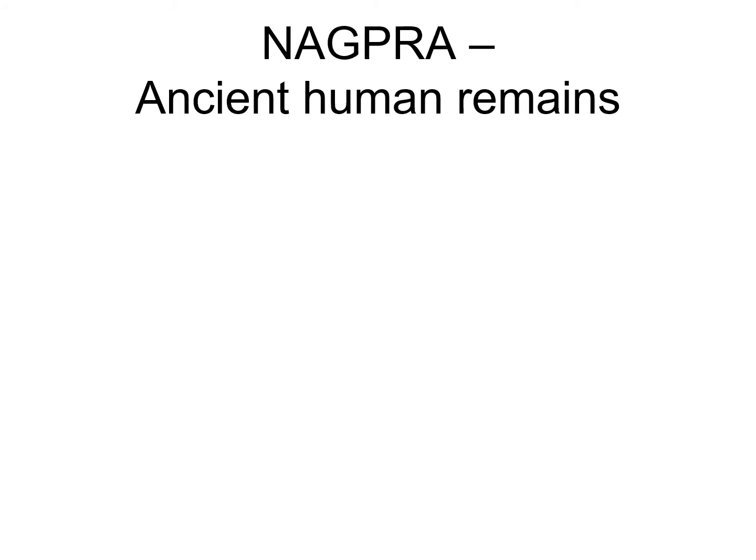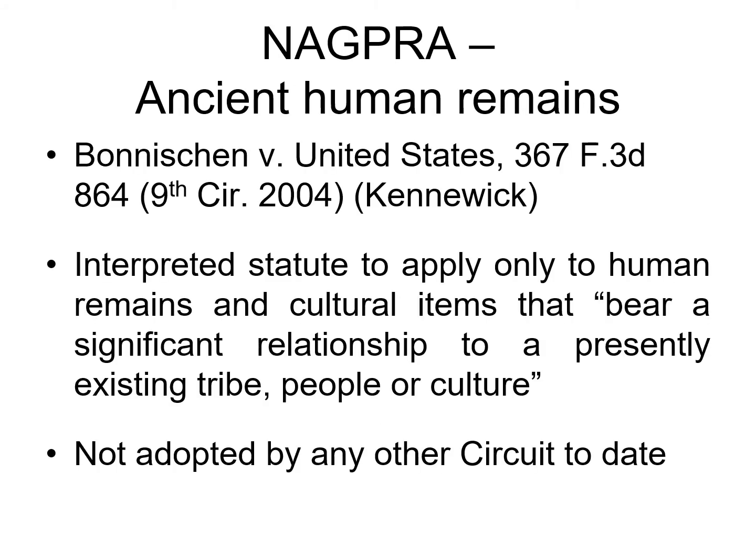If we look at some of the other cases, we talked a little bit about Kennewick Man, which is actually called Bonnichsen versus the United States. This interpreted the statute to apply only to human remains and cultural items that bear a significant relationship to a presently existing tribe, people, or culture. This is not adopted by any other circuit today. In essence, what they tried to do here was myopically define what is considered a funerary object, whereas it doesn't really apply when you go with the national law and look at it. That's why no other courts have really adopted this stance on Native American funerary items.